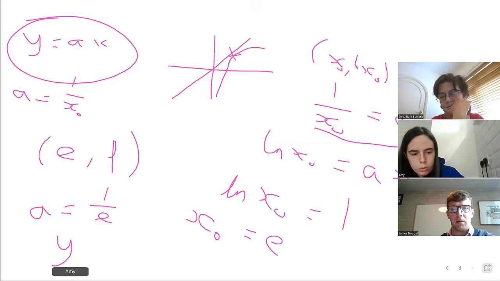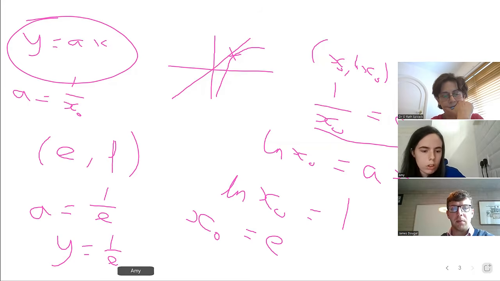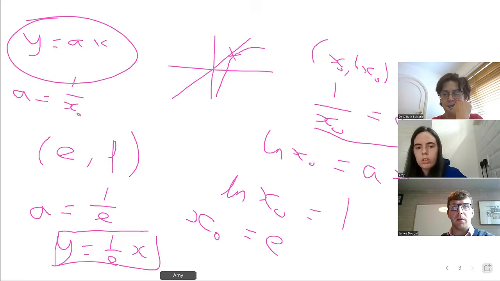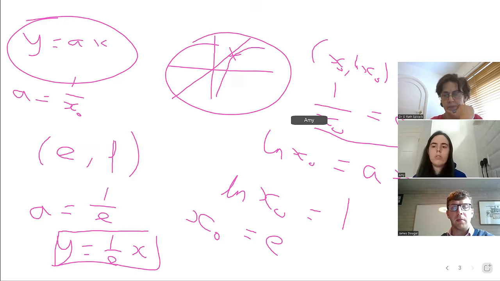So when a equals 1 over e, the line y equals 1 over e times x will hit this curve, natural log of x, at exactly 1 point. That's correct. So you found the point and what the slope of the straight line should be. That's great.